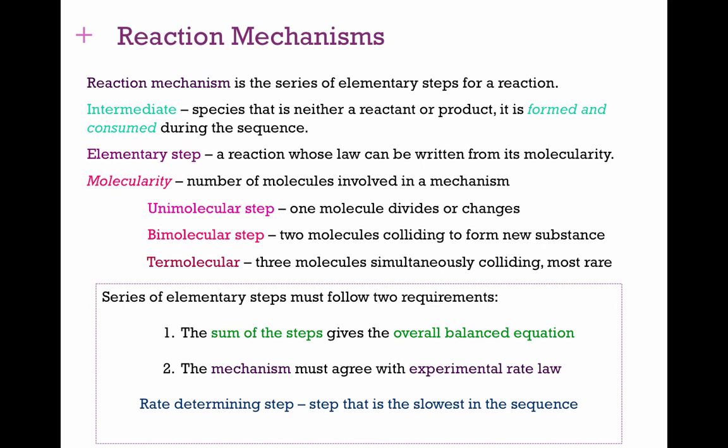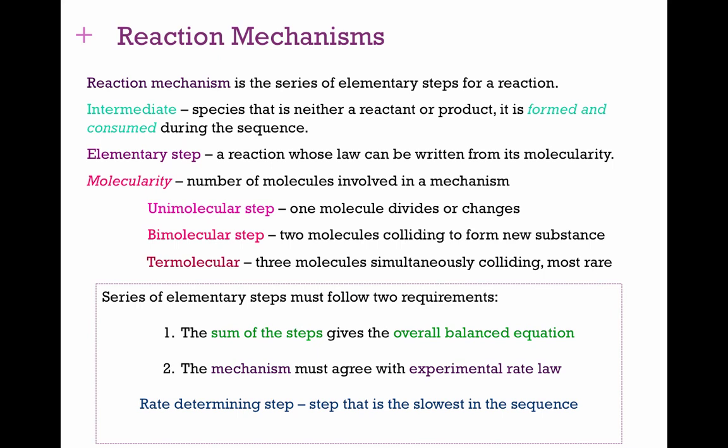Molecularity is just kind of how many molecules are reacting. So if it's unimolecular, there's one molecule. Bimolecular, there's two. Termolecular, there's three, etc. A series of elementary steps has two requirements. The sum of the steps must equal the overall balanced equation, and the mechanism must agree with the experimental rate law.